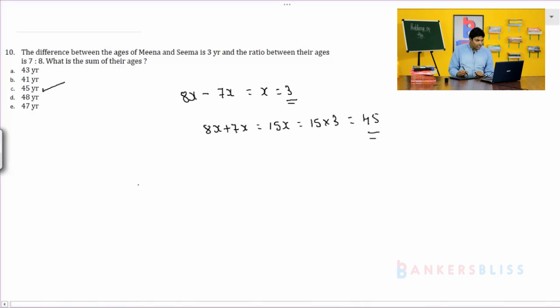Otherwise, if you want to calculate directly, you can take 7 is to 8. Sum means 7 plus 8, which is equal to 15. So the sum of their ages should be divisible by 15. So which is the option which is divisible by 15? You have only one option, that is C. So C is the right answer, 45 is the right answer. Okay, so let's go to the next problem, problem number 11.